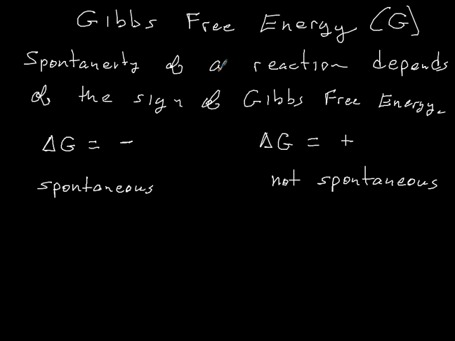Whereas non-spontaneous means that if you want to keep the reaction moving forward, you must continually provide energy to it. As soon as you stop providing energy to it, the reaction will stop happening. And so that's the difference between spontaneous and not spontaneous. Negative Gibbs free energy is spontaneous. Positive Gibbs free energy is not spontaneous. Okay? So there is your introduction to Gibbs free energy.